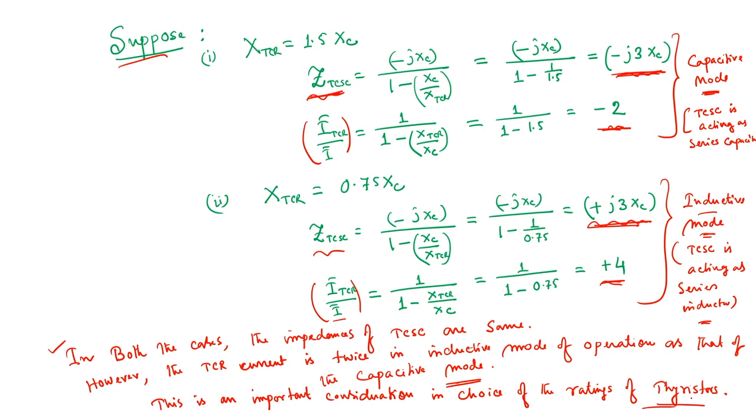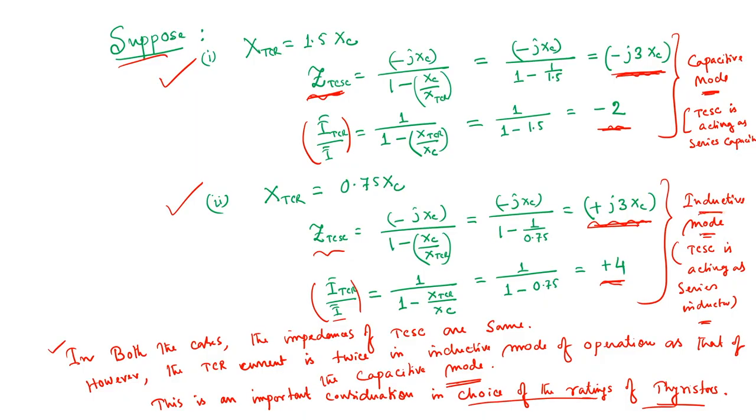So, the whole philosophy behind this analysis of the case study is that when the choice of the rating requirement of the thyristors is made, this consideration is to be taken into account: if it is operated in inductive mode, the current flowing through the inductor would be twice that of the capacitive mode of operation, having the same impedance. That is something very important to understand.